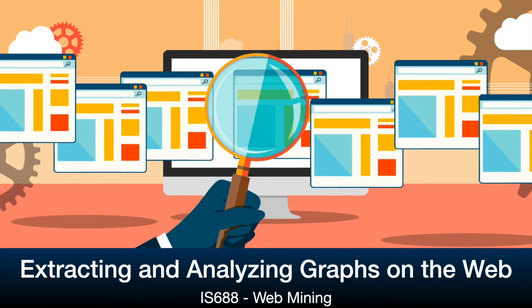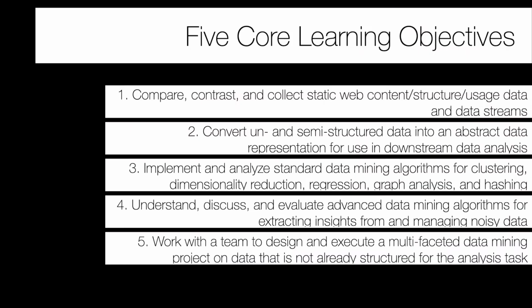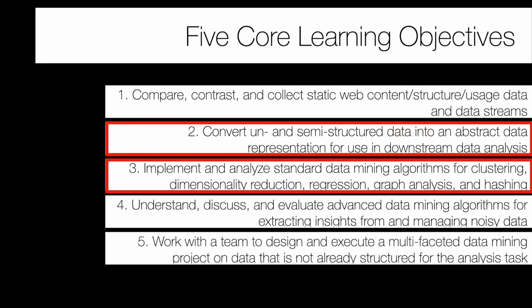This is the first part of the lecture for Module 2 on IS688 web mining. We talk about extracting and analyzing graphs on the web. So if we want to understand or situate ourselves in the larger perspectives of the course, then we have these 5 core learning objectives. And the second one is about converting semi-structured and unstructured data into some representation that we can use to actually analyze the web. So that's one of the things that we'll talk about in this module.